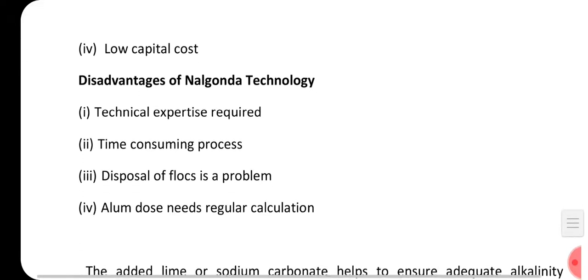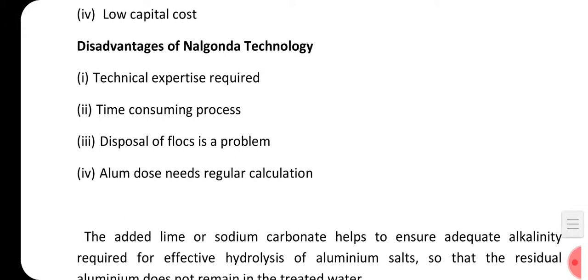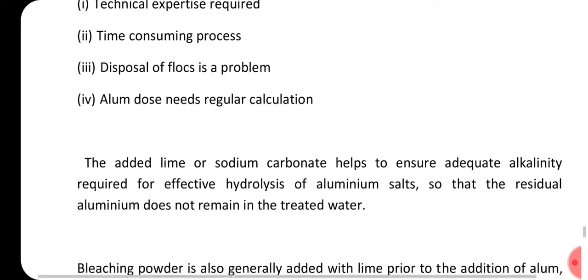There are some disadvantages of Nalgonda technology. Let us see. One is technical expertise required. Second is that it is a time consuming process. Third is that disposal of sludge is a problem. Fourth is that the alum dose needs regular calculation, because if the alum dose is more, it is again harmful. Therefore it must be regularly calculated and added to the water. So these are the four disadvantages of the Nalgonda technology.